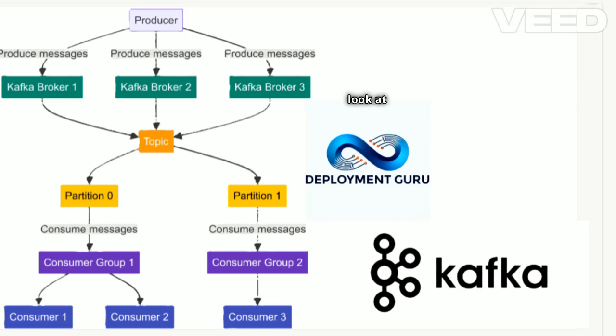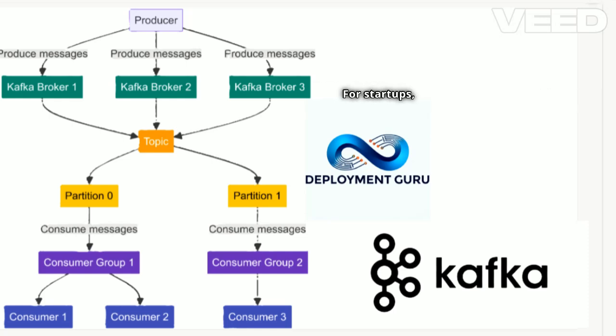Now, let's look at some real-world use cases of Kafka in startups like Swiggy and Zomato. These food delivery giants use Kafka to handle real-time order processing, tracking, and delivery updates. Kafka enables them to scale their operations efficiently and ensure seamless communication between various components of their systems.